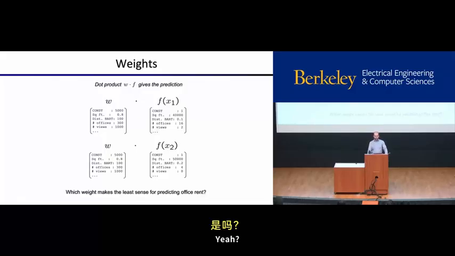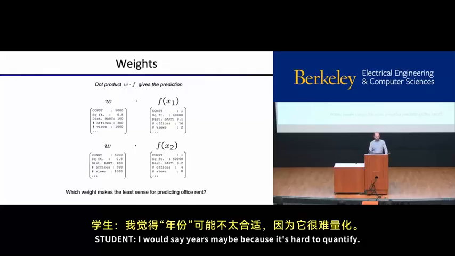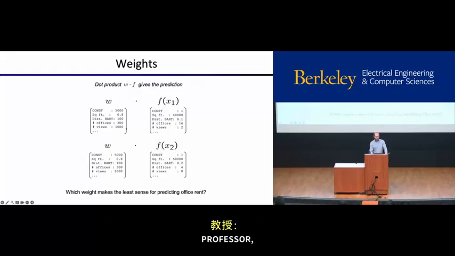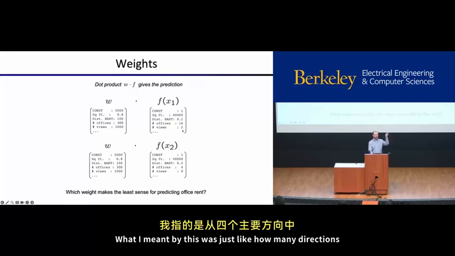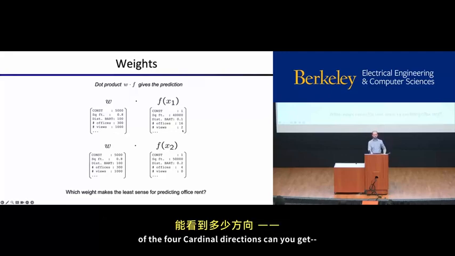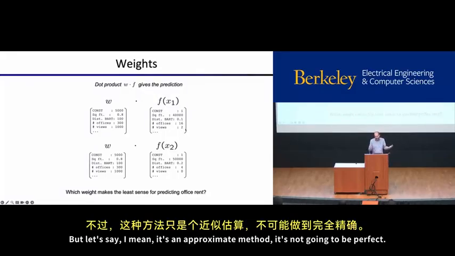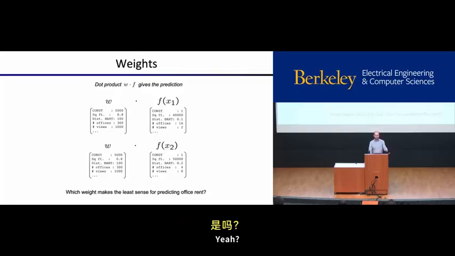Yeah. I would say views, maybe because it's hard to quantify. What I meant by this was just like how many directions of the 4 cardinal directions can you get? Oh, yeah, I mean, it's hard to quantify is there a view or not. But let's say, I mean, it's an approximate method. It's not going to be perfect. Yeah.